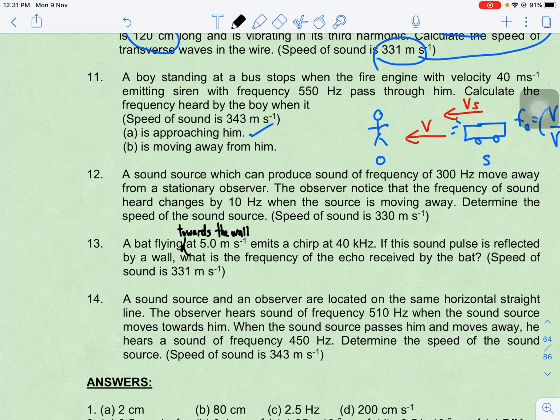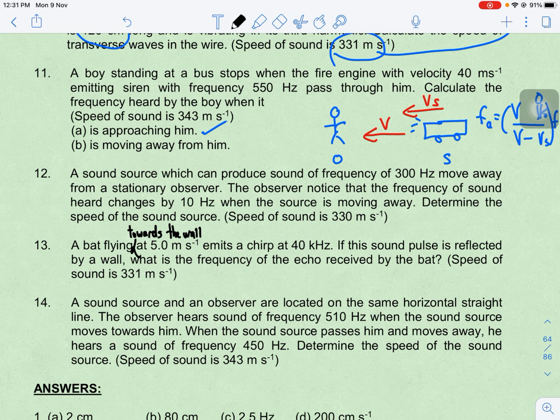If this sound pulse is reflected by a wall, what is the frequency of the echoes received by the bat? They give you the speed of the sound. So how do you solve questions like this? This one is actually two situations.